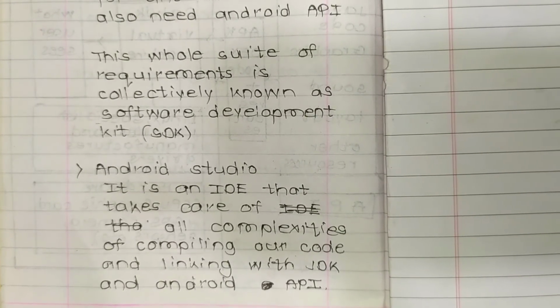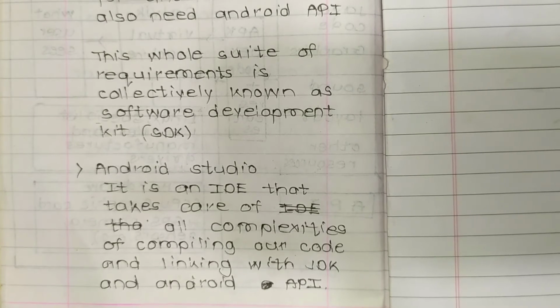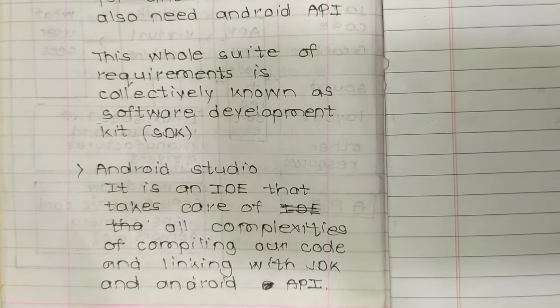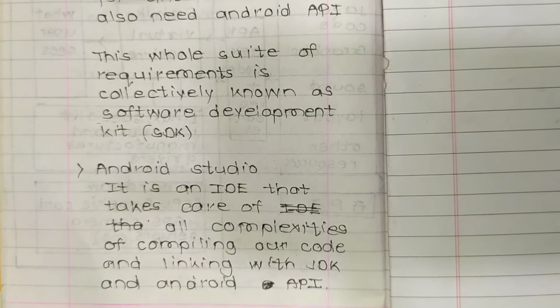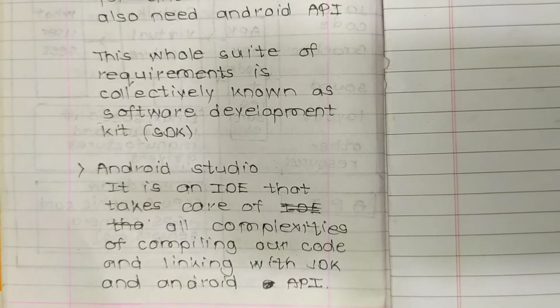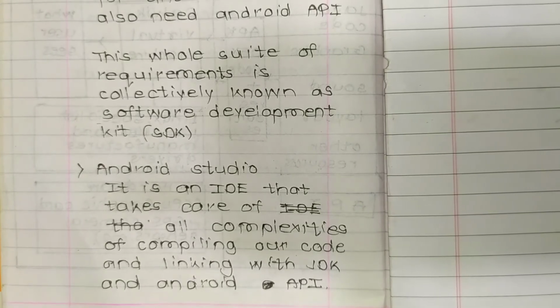Android Studio. So what is Android Studio? It is an IDE that takes care of all the complexities of compiling our code and linking it with the JDK and Android API. IDE means integrated development environment. So it is Android Studio.